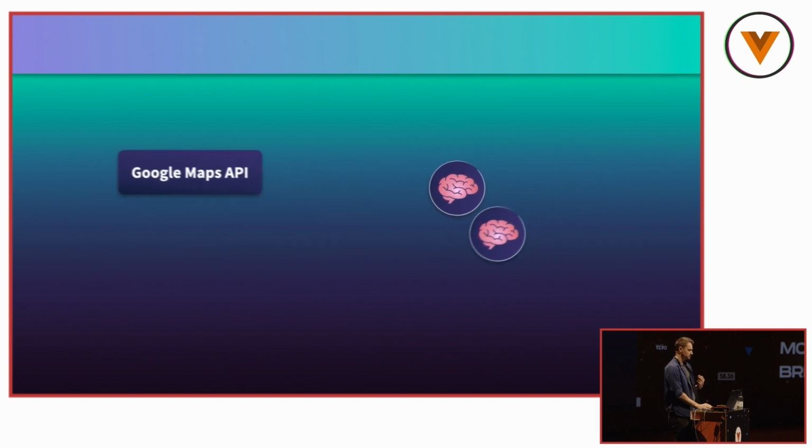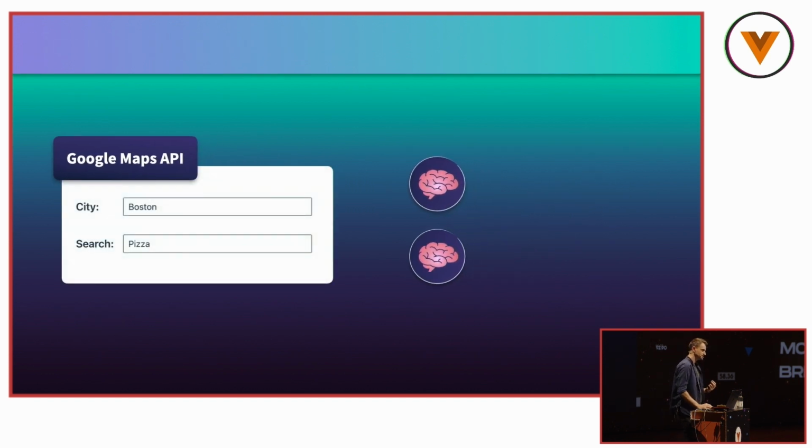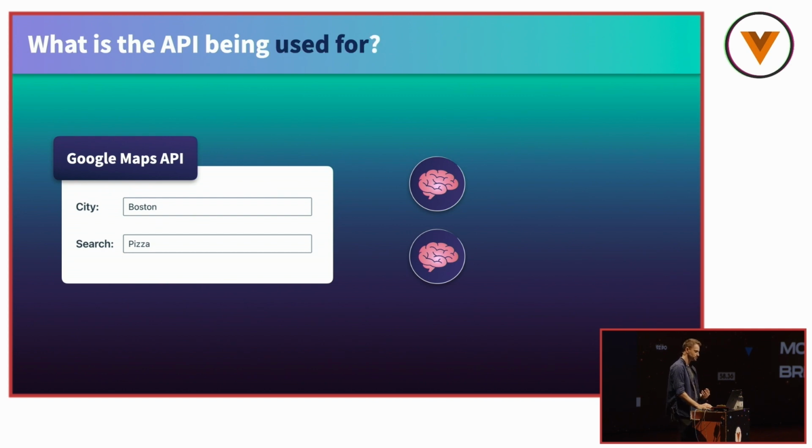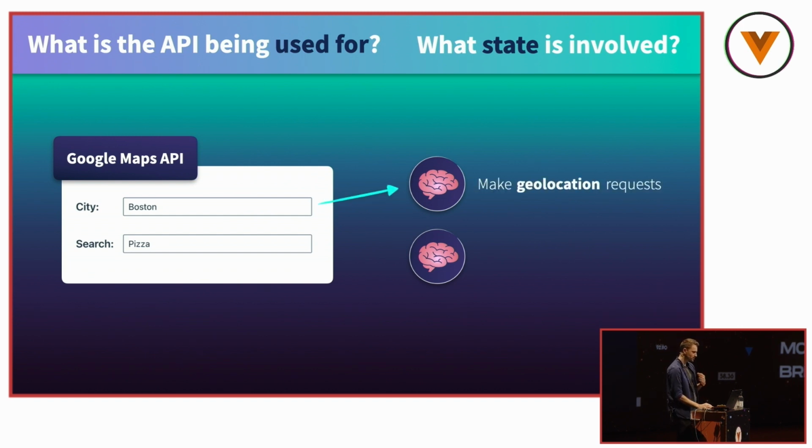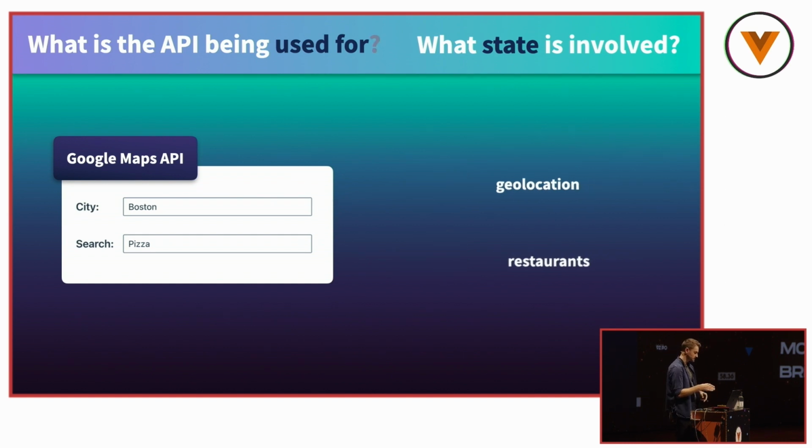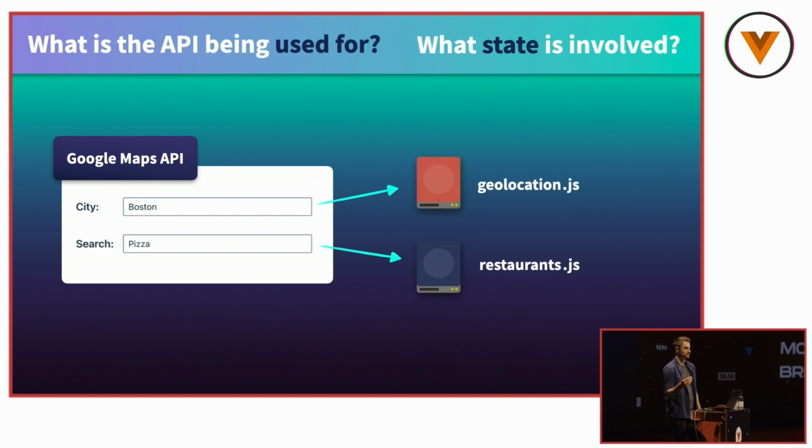So to piece this apart, we can ask ourselves some more questions to get clarity on how to organize these stores. We could ask, what is the API actually being used for? We could ask, what state is involved? When we ask those questions, we know that the first input is being used to make geolocation requests, while the second is dealing more specifically with the restaurants that match that term. Yes, they are the nearby restaurants, but that's more tangential. So there is location involved, but that's not its primary focus. So in this case, we could organize these into their own geolocation and restaurants stores.